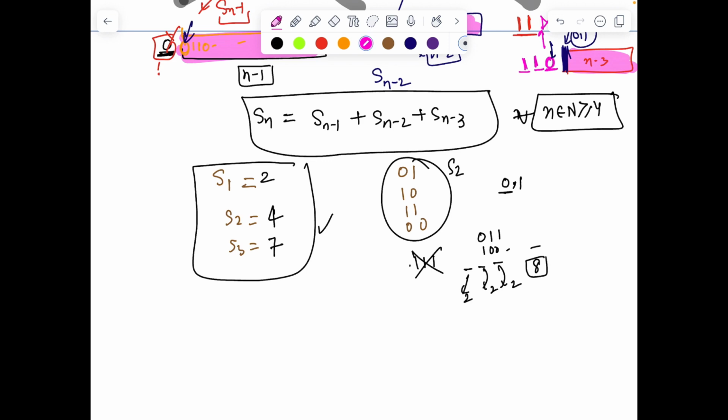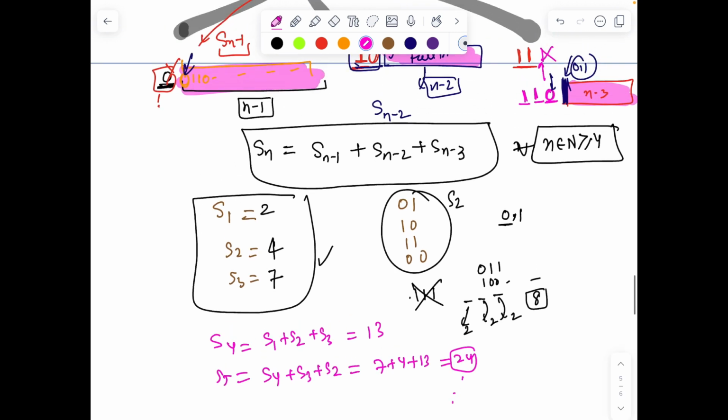Now with this initial boundary condition, I can find even S4. So what will S4 be? It is the sum total of S1 plus S2 plus S3, so 7 plus 4 is 11, plus 2, 13. Now once you know 13, again you know S5. You can give S4 plus S3 plus S2, so it's 13 plus 7 plus 4, which is 24. So like this you can calculate any value. That is very interesting and it's fun to do all these calculations.